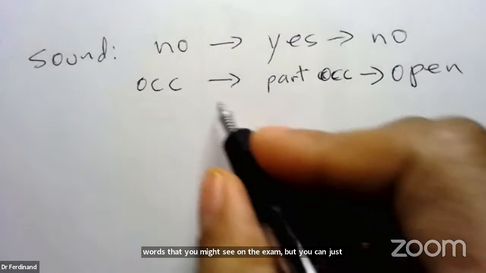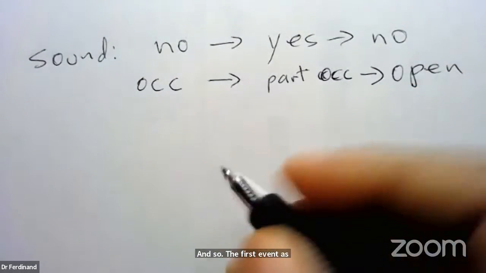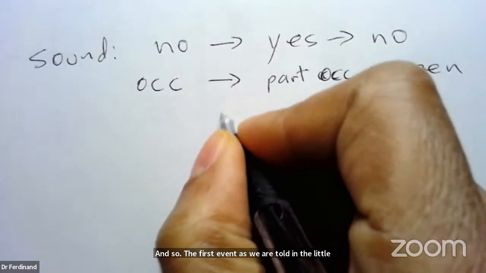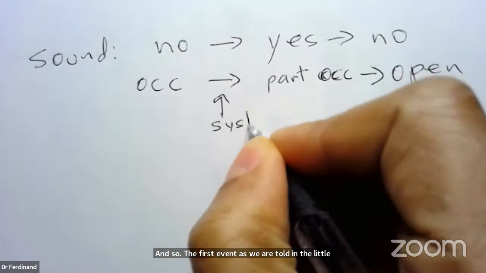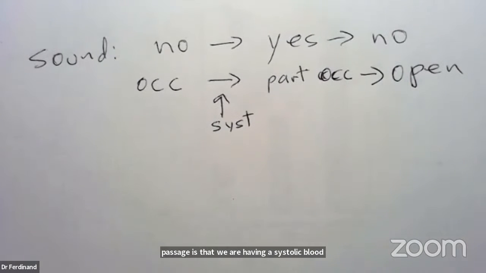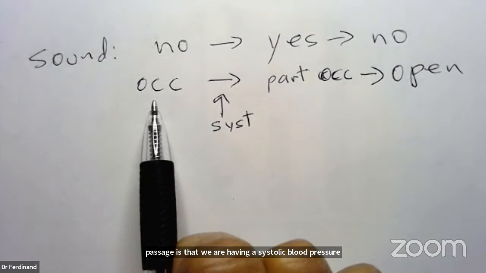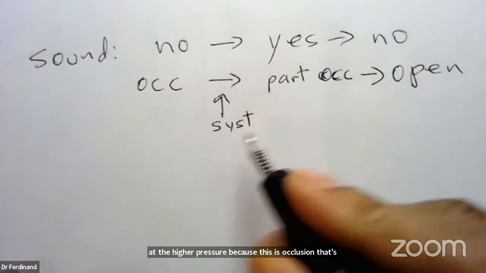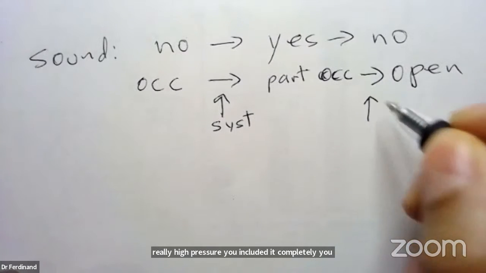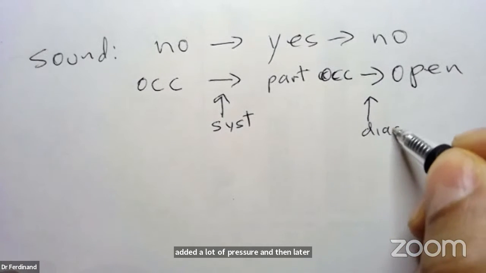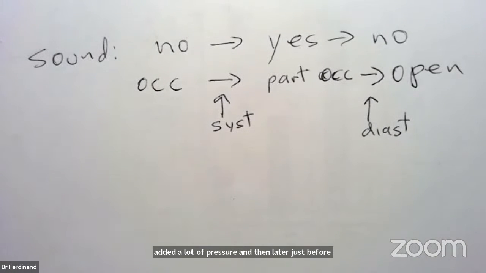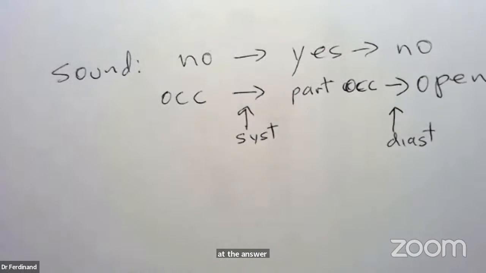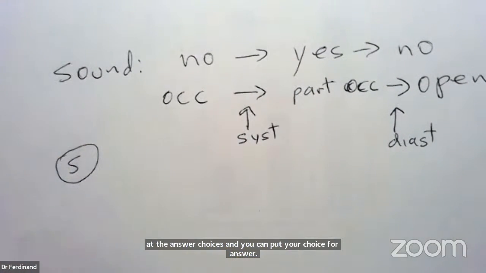And so the first event, as we are told in the little passage, is that we are having a systolic blood pressure at the higher pressure, because this is occlusion. That's really high pressure. You occluded it completely. You added a lot of pressure. And then later, just before opening, that is the diastolic pressure. So we keep those things in mind as we're looking at the answer choices. And you can put your choice for answer question number 5 in the chat.